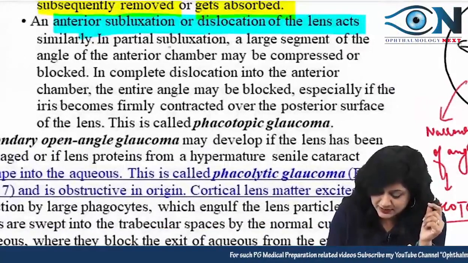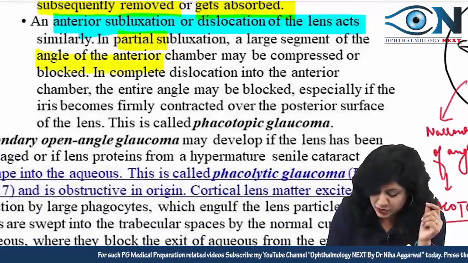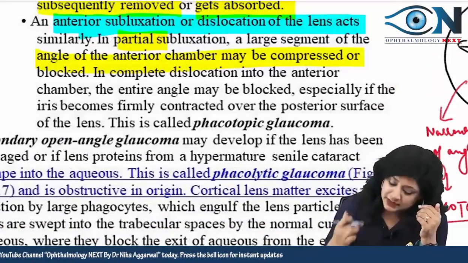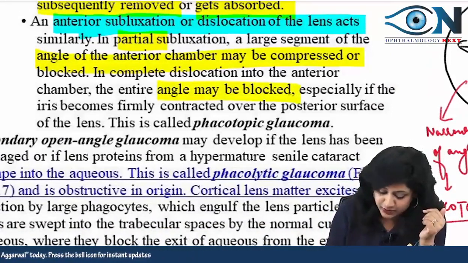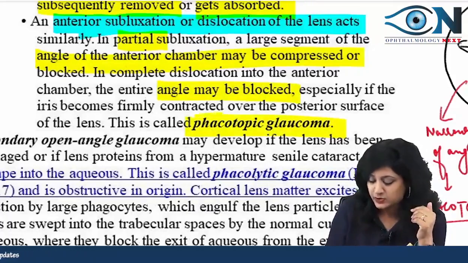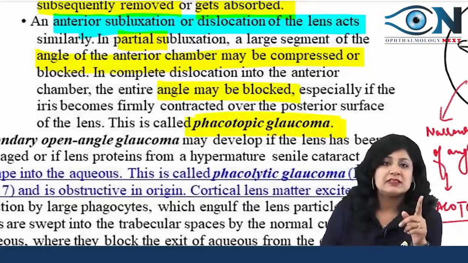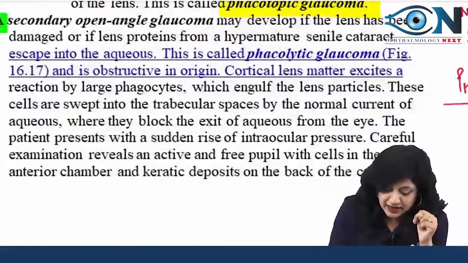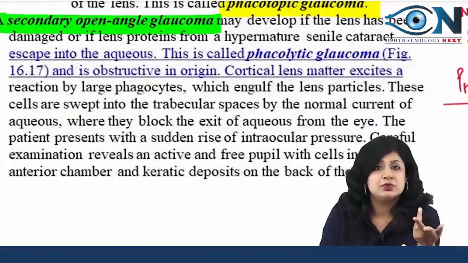In the partial subluxation, a large segment of the angle of anterior chamber may be compressed. This is what I have explained to you. It is coming anteriorly. In complete dislocation, the entire angle is blocked, and this glaucoma is called phacotopic glaucoma. Phaco means lens, topic means position. Now, we have another thing where we can have the secondary open angle glaucoma due to this lens.